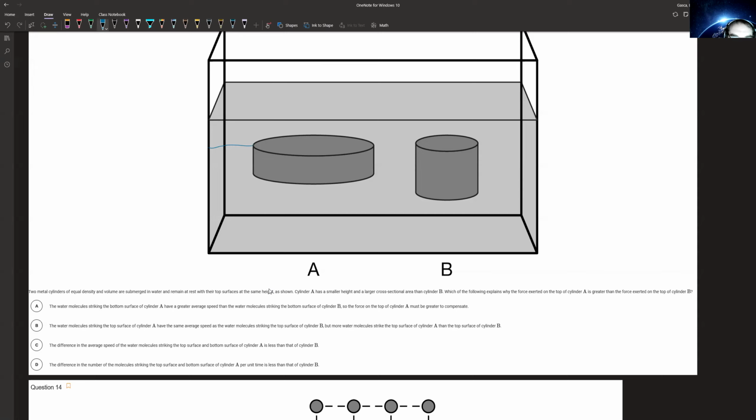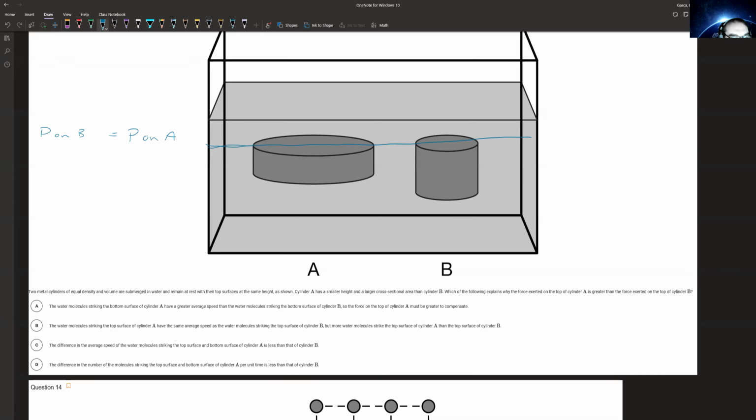Okay. So I guess the way I see it is the pressure is going to be the same. Keep clicking on the buttons on my pen. So the pressure is going to be the same on the top surface of both cylinders because they're at the same height. So the pressure on A is equal to the pressure on B.